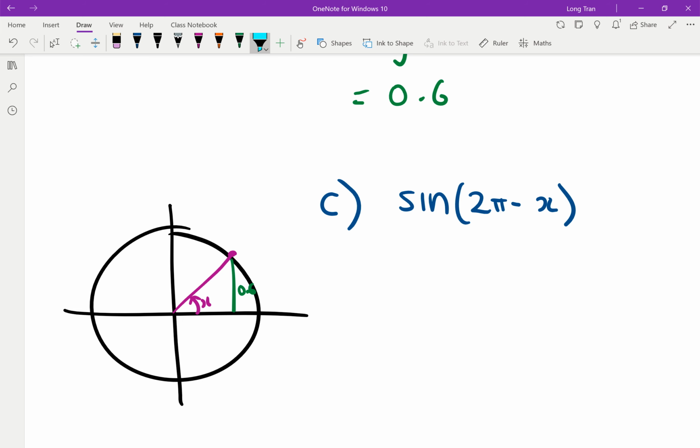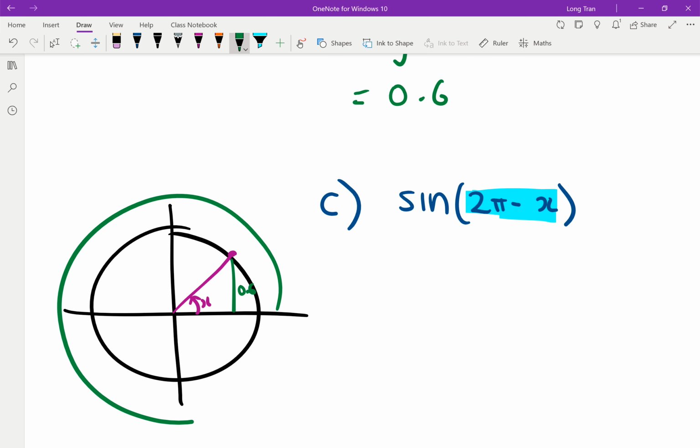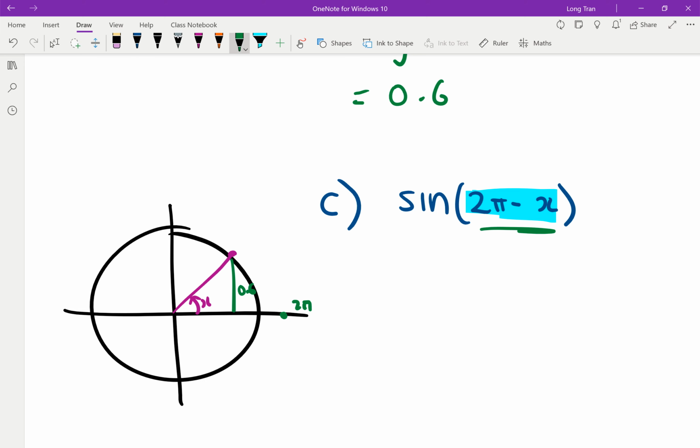Now, they want you to find where 2 pi minus x is. So again, where's 2 pi? 2 pi is all the way around. So 2 pi is over here. That's where 2 pi is. But from 2 pi, I'm minusing x. I'm going back this direction. So I'm minusing backwards by x angle. So that's why this is where my triangle is. This is x. I'm moving back by x. And because they're both the same triangle, I can say this is also 0.6.